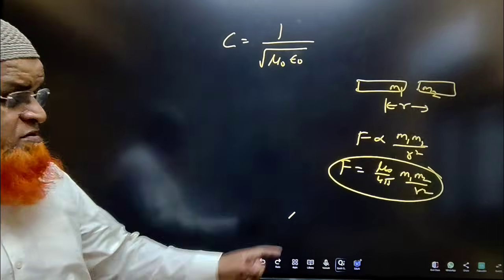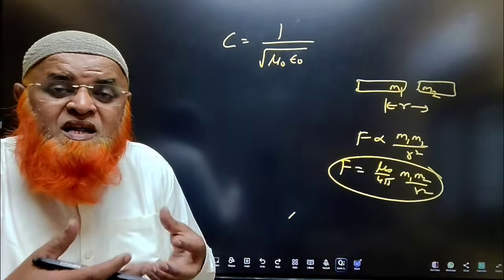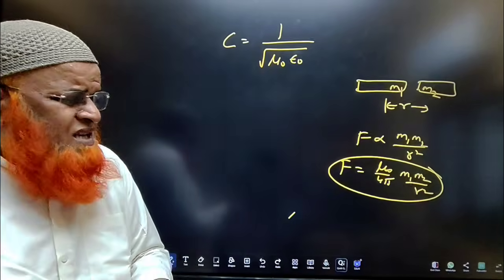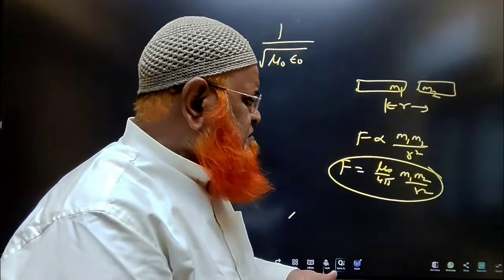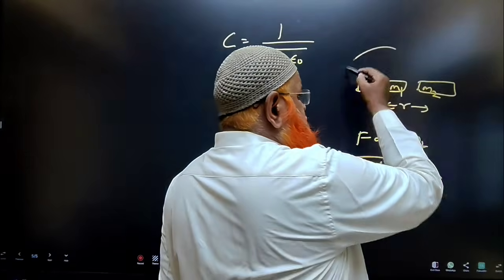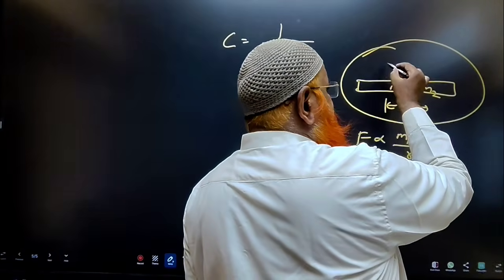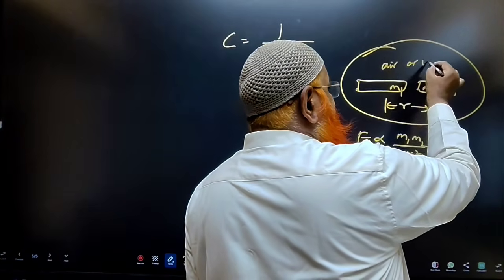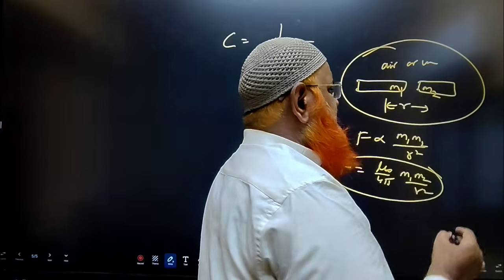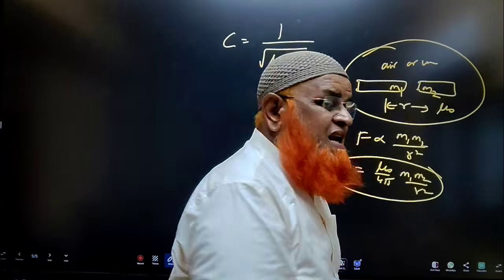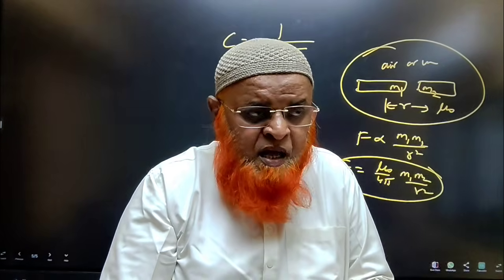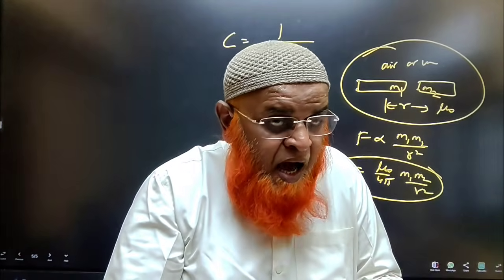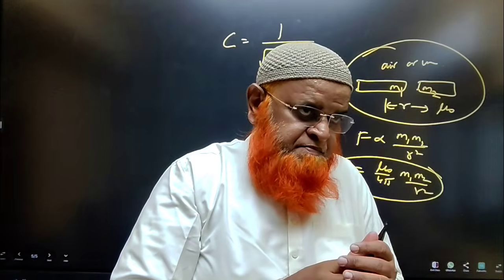And what is mu naught here? It's going to be permeability of free space. What is the meaning of permeability? Permeability is nothing but it is a medium. Whatever medium you have considered, if it is air or vacuum, then the medium is given by mu naught. Permeability, the name itself says, ability to permit. Ability to permit attraction or ability to permit repulsion.